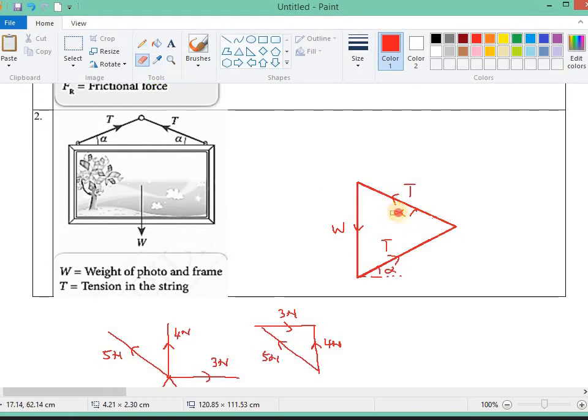This alpha is here. This one is alpha, this one is alpha. So that means the angle between the two tensions, T and T, is 2 alpha. Okay, I repeat. You see this triangle, the direction is in one cycle: going up, going down, going up. When it's in a cycle, it shows that the forces are in equilibrium.